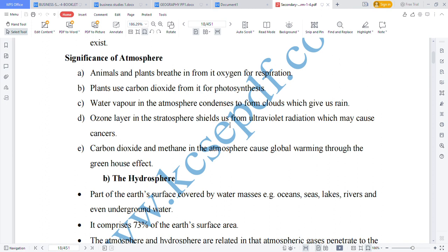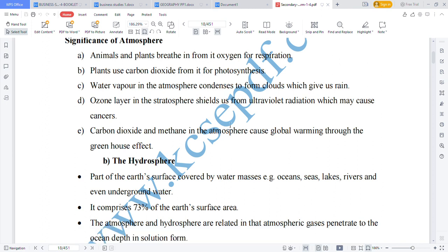Water vapor in the atmosphere condenses to form clouds which give us rain. The ozone layer in the stratosphere shields us from ultraviolet radiation which may cause cancer. So that's why we are talking about skin cancer here. Then carbon dioxide and methane in the atmosphere cause global warming through the greenhouse effect.